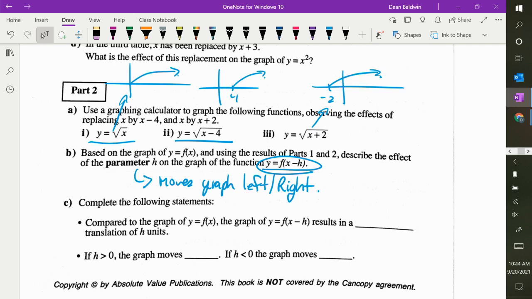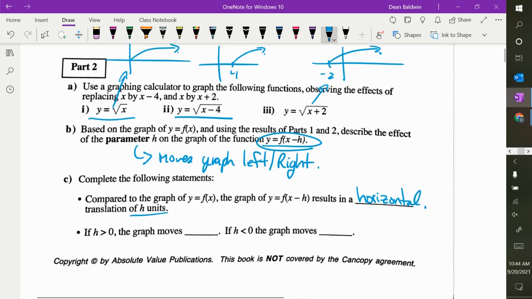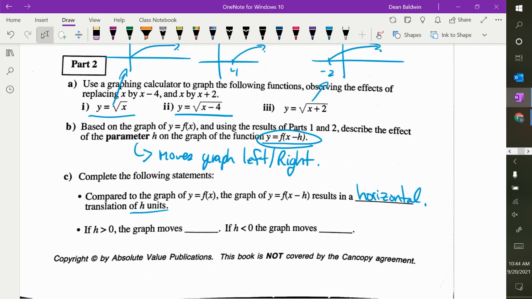So what's the mathematical term that we would say instead of saying left, right? Horizontal translation of h units. If h is greater than 0, in other words, it's positive, we go which way? We go right. If h is less than 0, we go left. Okay. So tell me what we did.